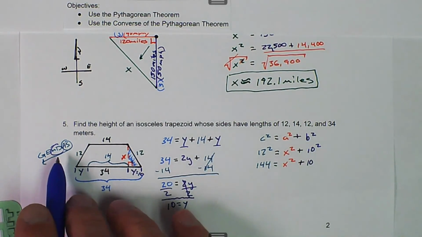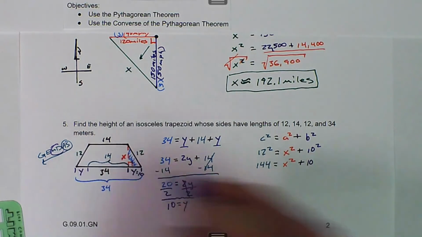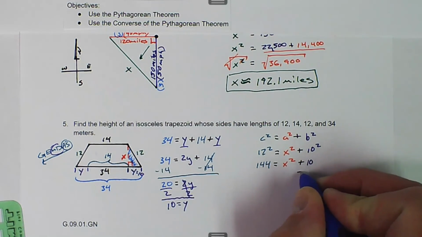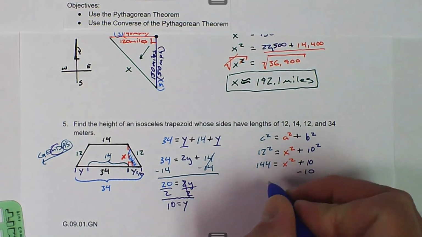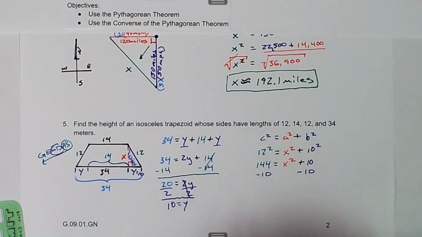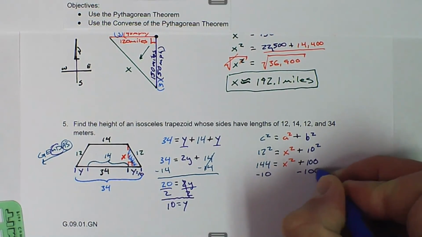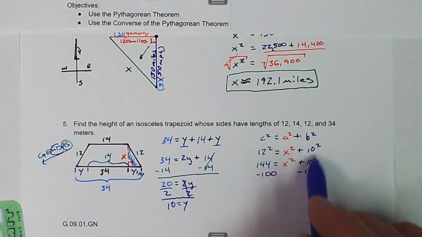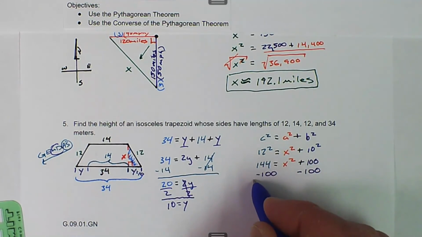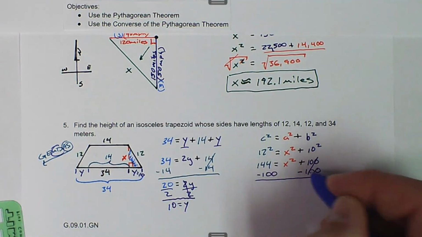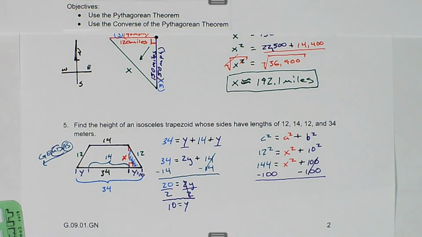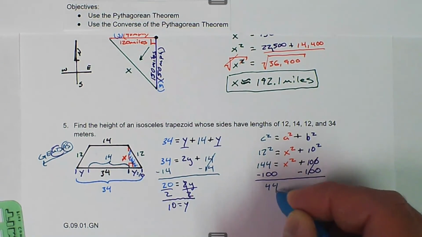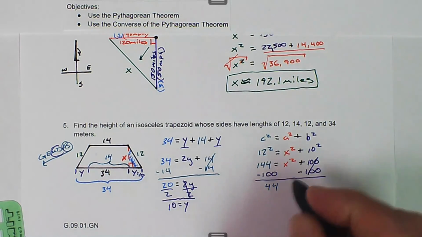Now we're back to GEMDES again, and so first thing is addition and subtraction. Inverse operation of addition is subtraction, so we're going to subtract 100. Sorry, 10 squared is 100, so we're going to subtract 100. The 100s cancel, and we're left with 44 is equal to x squared.